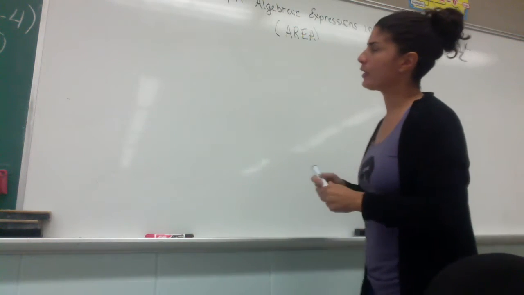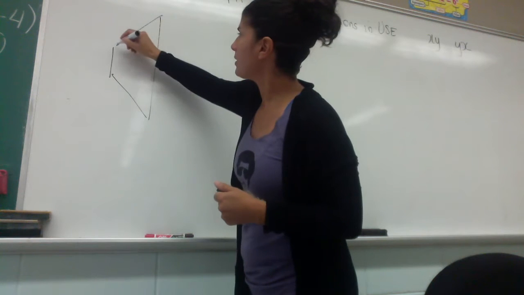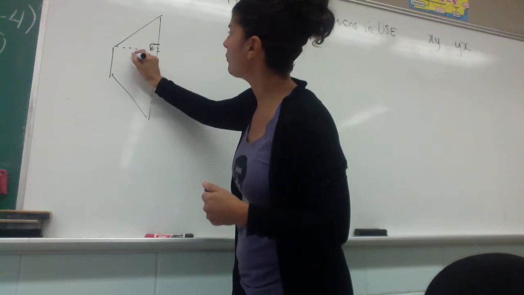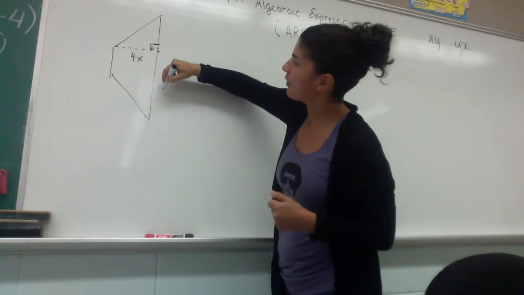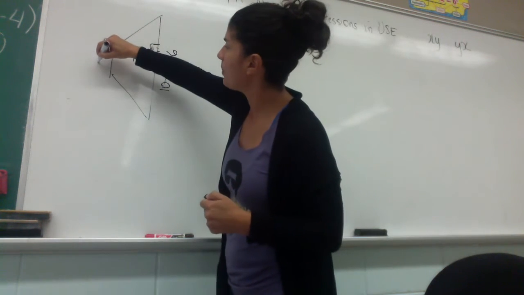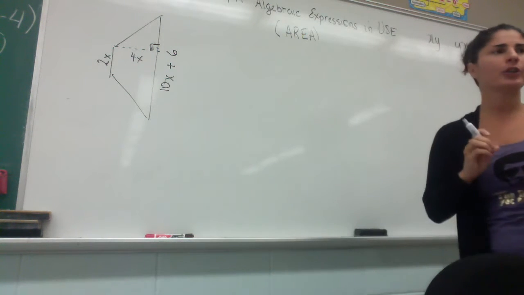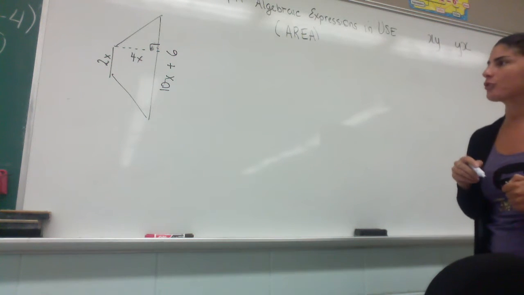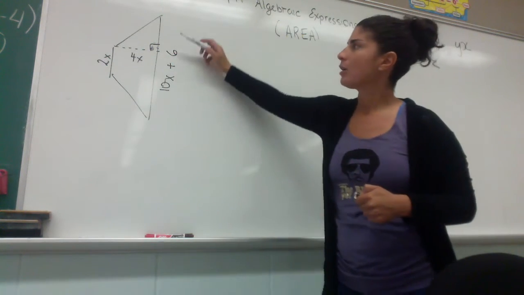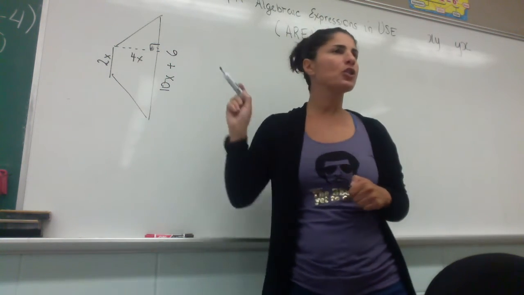Let's see if you can get it. So here are my two parallel lines. I'm going to give you my height over here. So my height is 4x. This one here is 10x plus 6. And this one here will be 2x. Again, I don't know if you're going to get a decimal, but I'd like you to try this question out. So my height, 4x. My big base is 10x plus 6. And my little base is 2x.